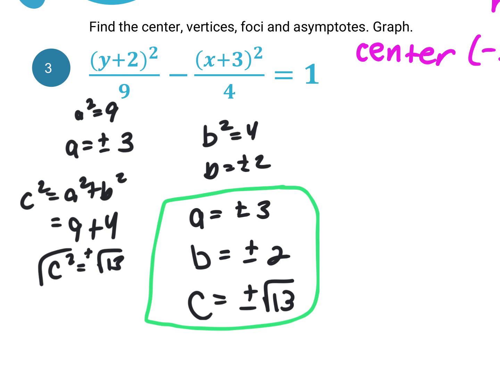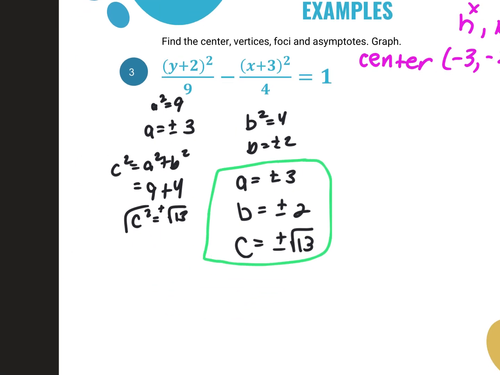Your A value is the distance from where to where? Center to the vertex. Your C value is the center to the foci. Okay, good. So we can already mathematically figure out where that is. You're going to add and subtract 3 to which value of your center? The X or the Y? You're going to add and subtract 3 and root 13 to the Y value, because you already know it's a vertical. So all of those things you guys should be able to talk through.